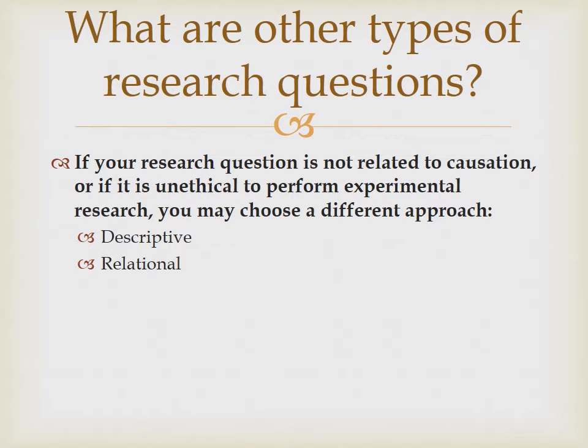Well, we've already spoken quite a bit about identifying different types of research questions. And depending on what type of question you're asking, you would design a study that's appropriate to that question. So if your question is not related to causation, or if it's unethical to perform the experimental research, you may choose a different approach. So when experimental research is off the table, you might, for example, be looking at more descriptive or relational research. And again, that would be specifically when the question is designed that way.